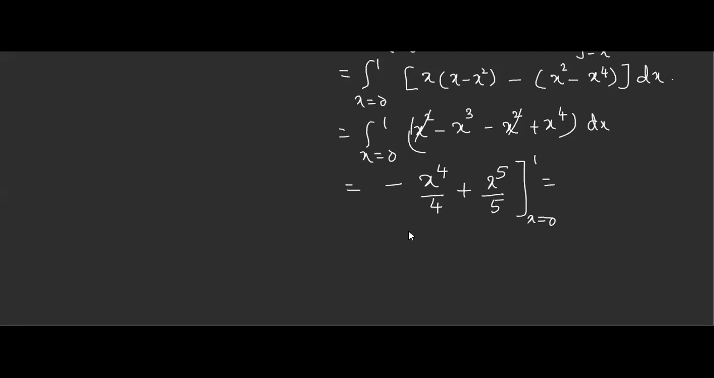Now substitute x is 1. See what happens for the lower limit? Both terms contain x, so it becomes 0. Upper limit you substitute: minus 1 by 4 plus 1 by 5. Very simple. 5 fours are 20. Here multiply by 5. Minus 5 plus 4 is how much? Minus 1 by 20. So what is the answer? It is the value of the line integral. Got it? Yes. This we have done by Green's theorem.